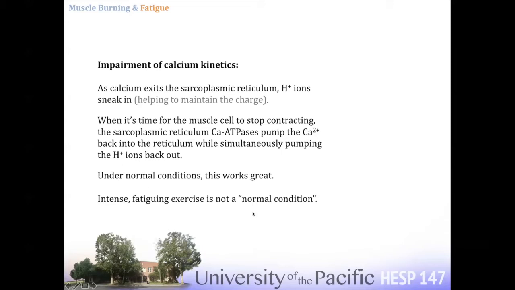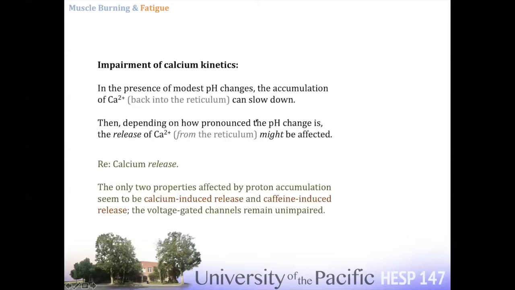But in vigorous exercise, you're burning, right? You're doing intervals on the wind gauge or sprints or a 400-meter set of lunges or something like that. That's not normal conditions. And so you might get a little bit of an ionic problem with too many hydrogen ions hanging out in there. The pumping of calcium back into the sarcoplasmic reticulum can slow down. You can impair that a little bit, and then the release of calcium might also be affected on subsequent contractions.